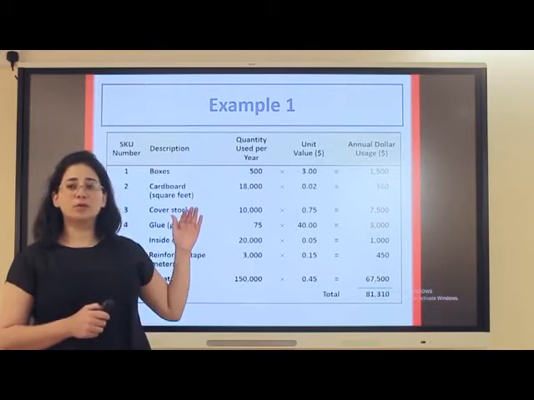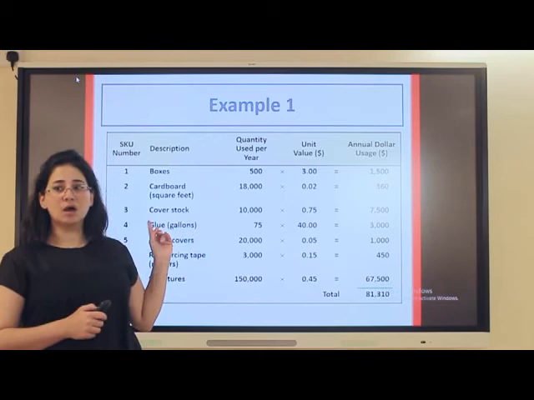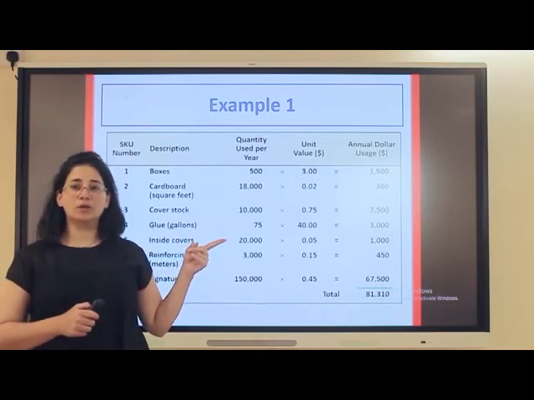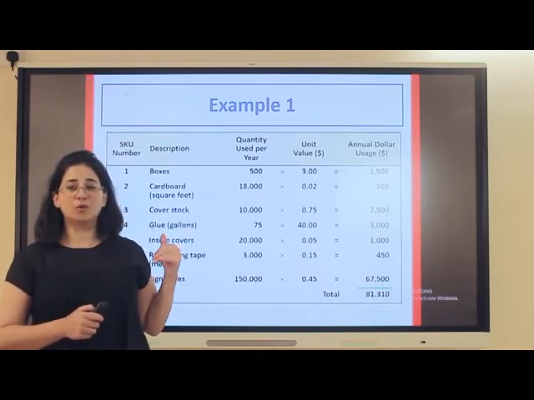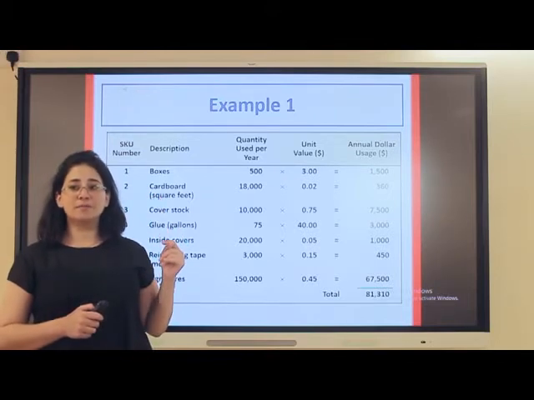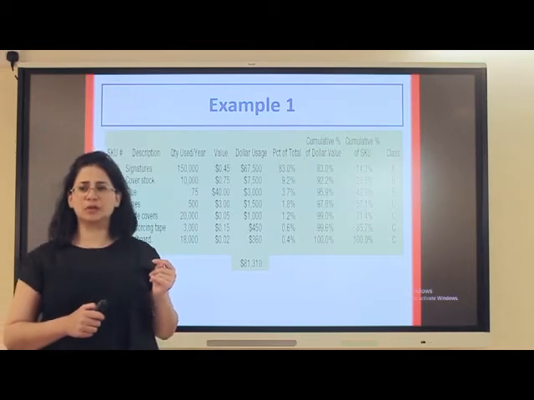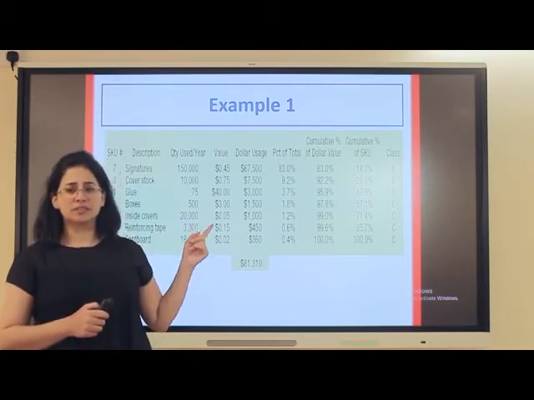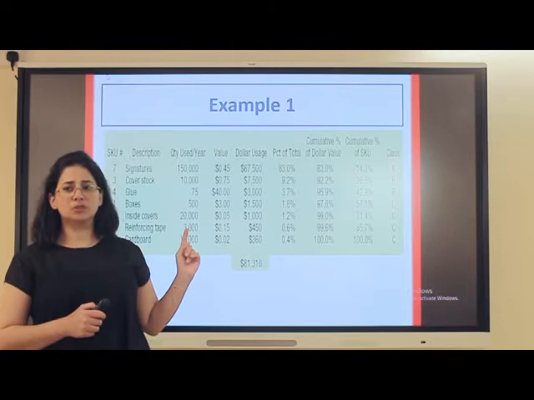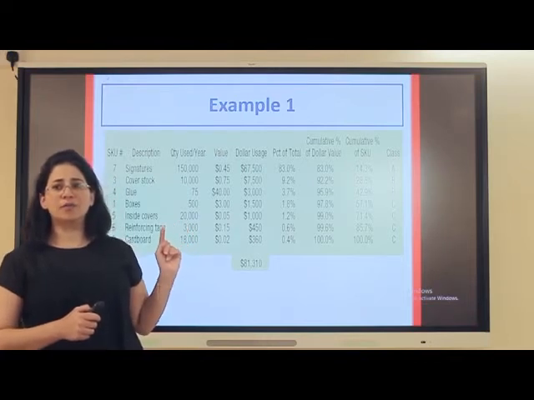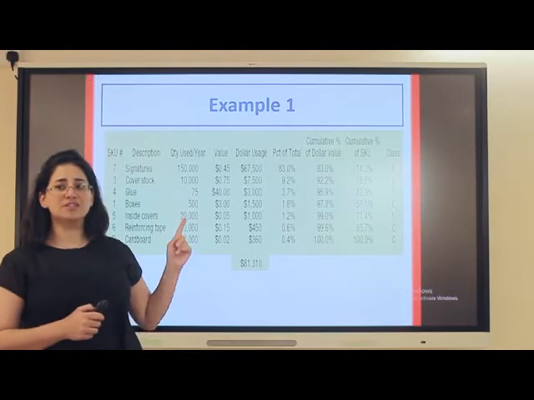Now we have to rank these SKUs according to their annual dollar usage in a descending order in order to plot the y-axis of the ABC chart. This table shows all the calculations. First, SKU number, description, quantity used, value, and now the dollar usage. As you can see, the dollar usage here is ranked.